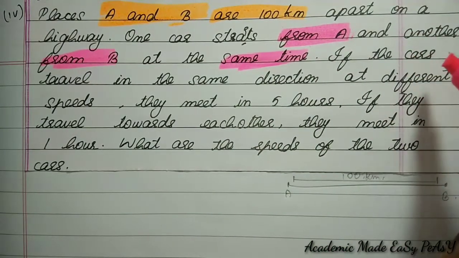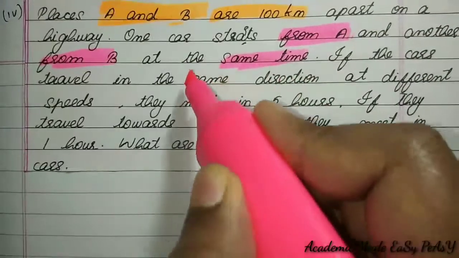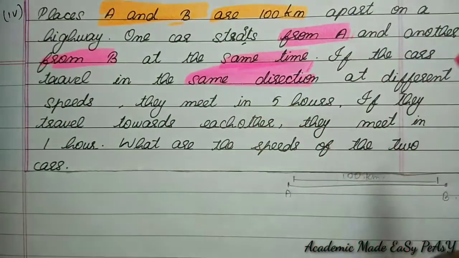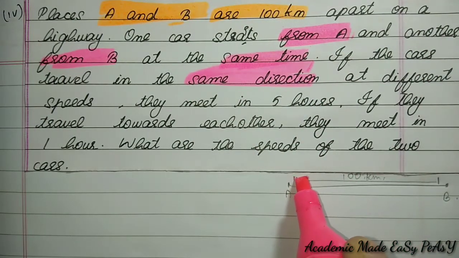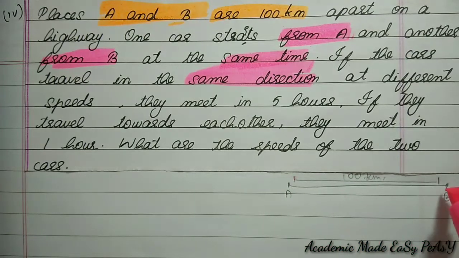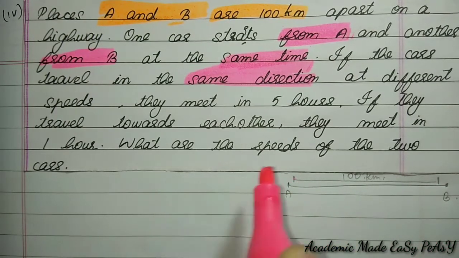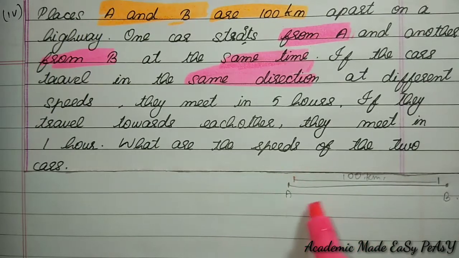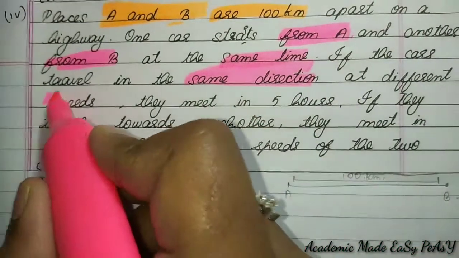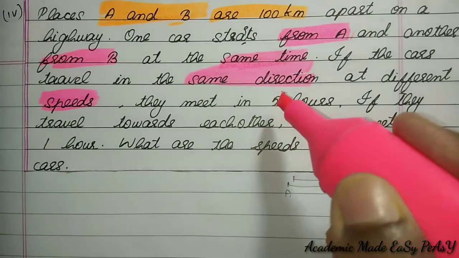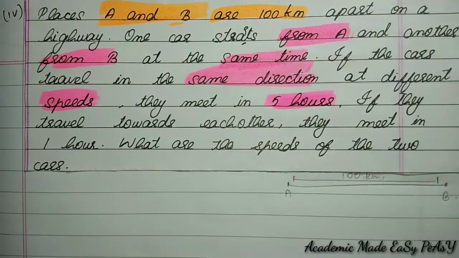Okay, so if the cars travel in the same direction, it means what? If A is starting from here, it will be moving like this, hence B also in the same direction. So if B is moving in this direction, A is also moving in this direction, but they have not said in which direction. The only information is that A and B are traveling in the same direction at different speeds. Speeds are different and they will meet after 5 hours.